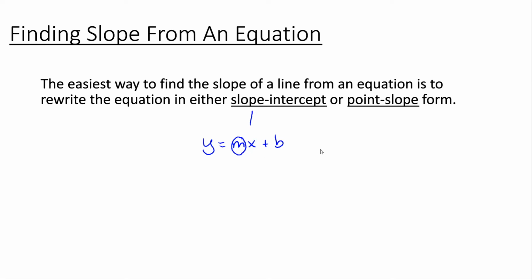Point-slope form also makes the slope easy to identify. We have y minus y1 equals m times (x minus x1). Again, we have our slope if we can express the line in point-slope form. Generally, it's easier to rewrite a line in slope-intercept form. Sometimes you might be able to rewrite it in point-slope form, but usually we'll be writing the line in slope-intercept form, and then you can identify what the slope is that way.